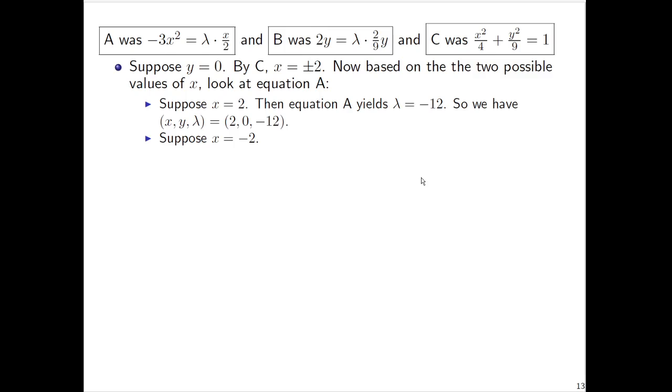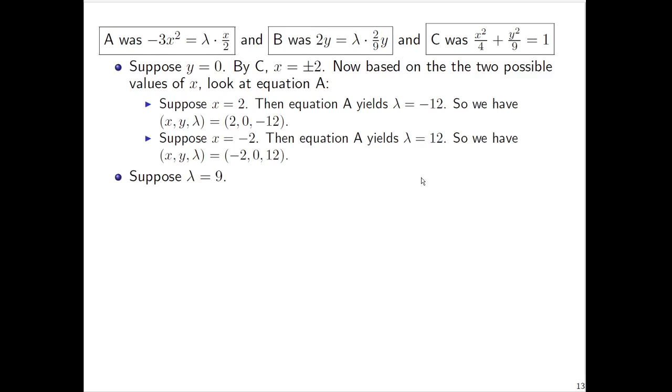The other possibility was x equals negative 2. Then equation A is going to lead to lambda is equal to positive 12. So we get this combination of x, y, lambda being negative 2, comma 0, comma positive 12. Okay, so again, from y equals 0, the clue from equation C led to only one of two possible values for x. It was plus 2 or minus 2. Okay, and then let's step back and look at the other thing. Remember, we had learned that either y equals 0 or lambda is equal to 9.